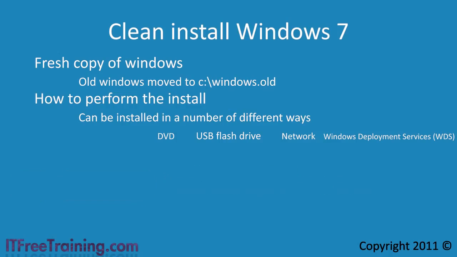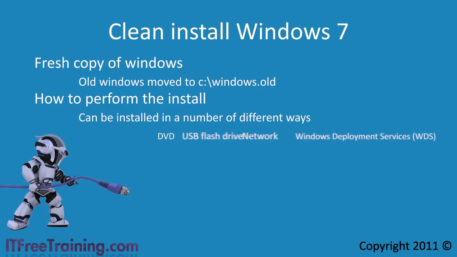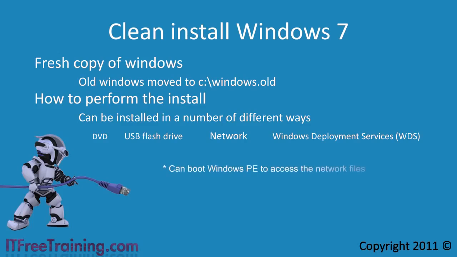If you have a lot of computers on which to install Windows 7, you may want to place the setup files on the network. From here, you can use a Windows PE boot disk to access the files. Windows PE is a modern version of the old MS-DOS boot disks. Using Windows PE, you can boot into a scaled-down version of Windows and run the Windows 7 setup program.